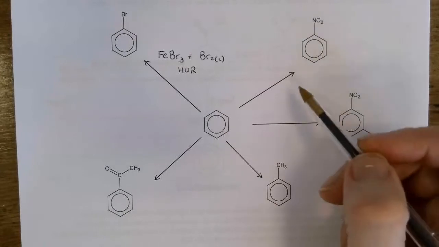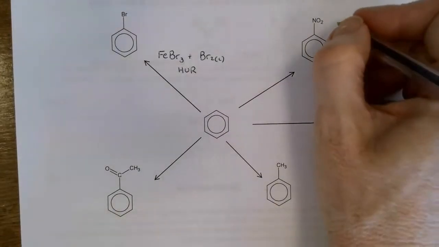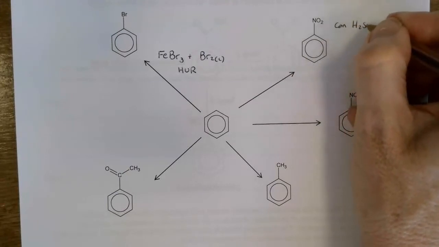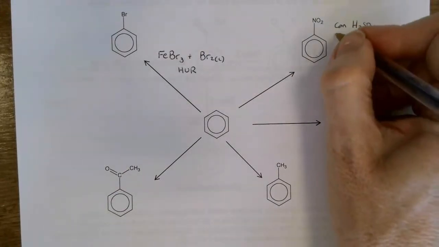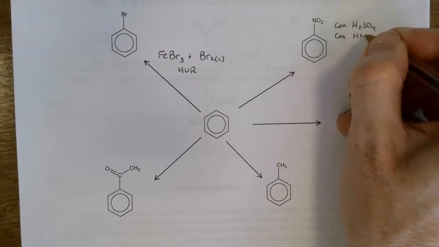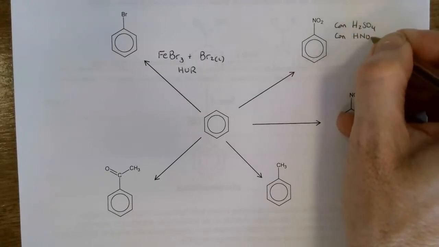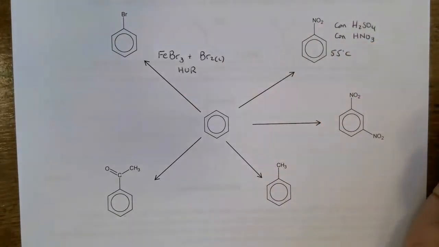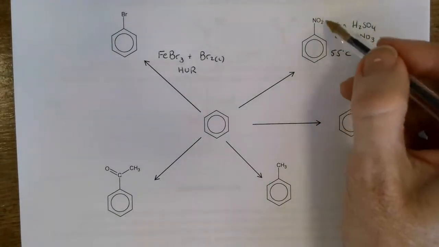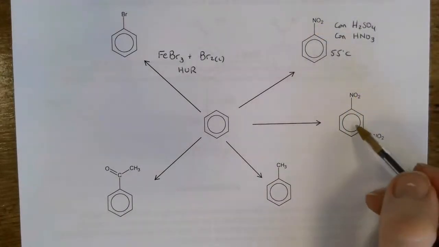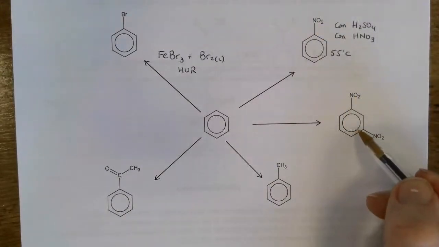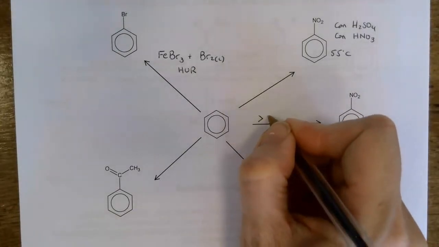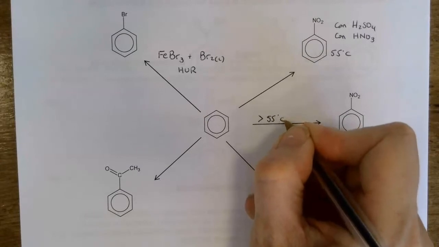Nitration of benzene, nice and straightforward. It is concentrated sulfuric acid, H2SO4, that's my catalyst, and concentrated nitric acid, HNO3. And this one is done at 55 degrees Celsius, again under reflux, and that's for a single substitution. If we want more than one substituent on the ring, we're going to have the same reagents, but the temperature is simply going to be greater than 55 degrees Celsius.